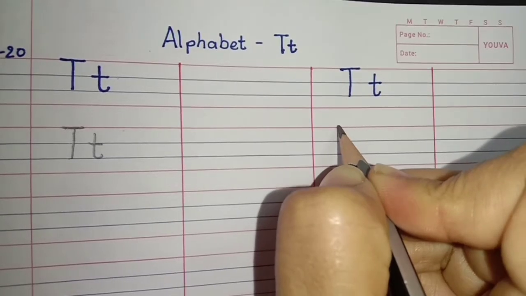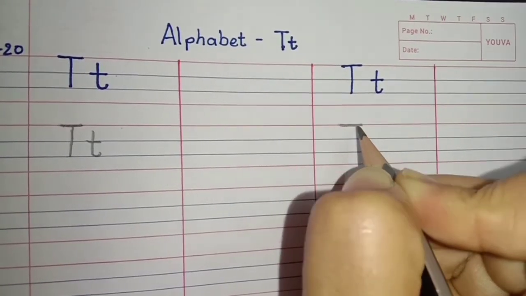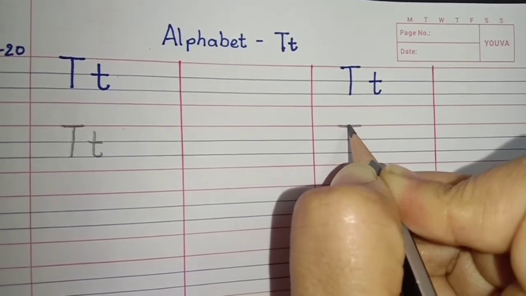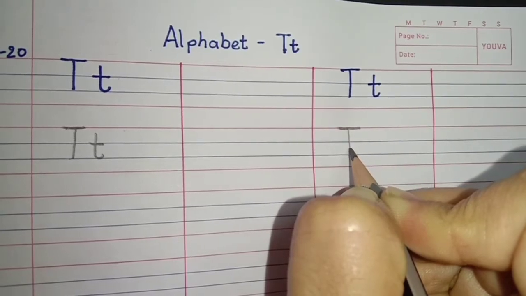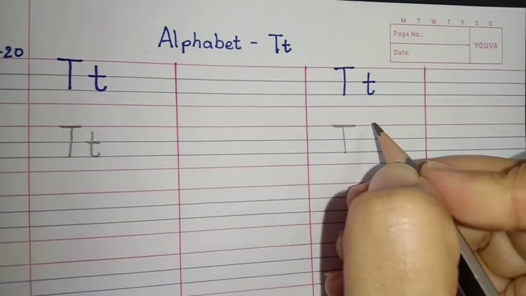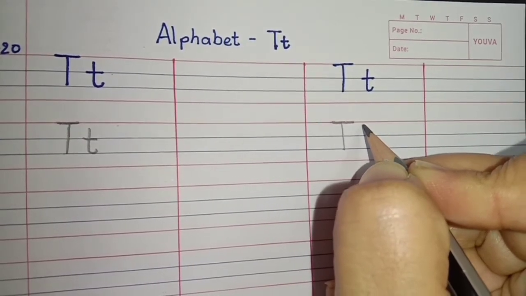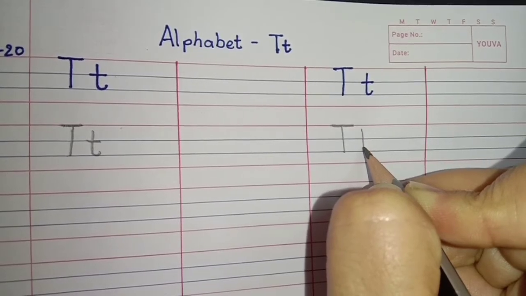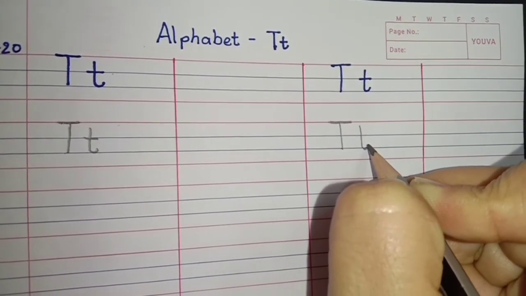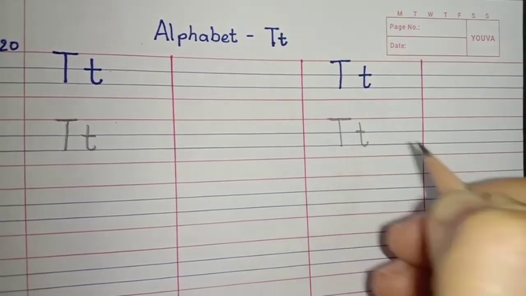For capital T, make a slipping line on the first red line, then make a standing line from the first red line till the second blue line. For small t, leave some space, make a standing line till the second blue line, make a little curve on the second blue line and a slipping line on the first blue line.